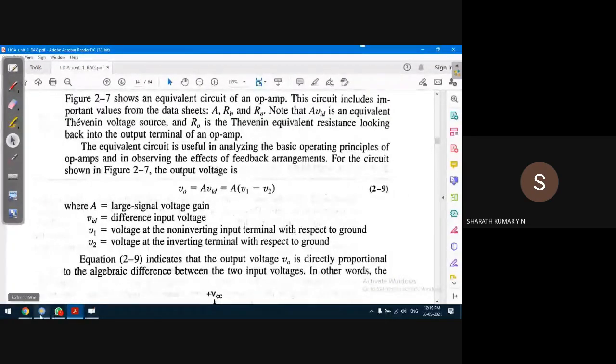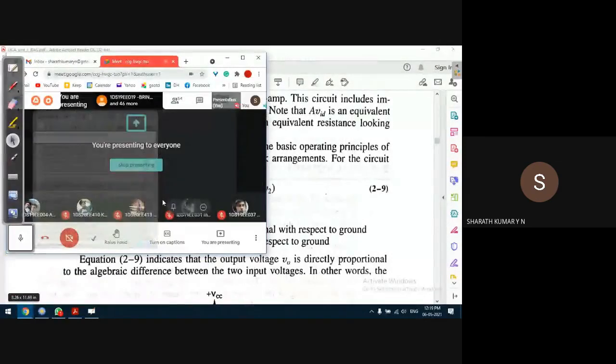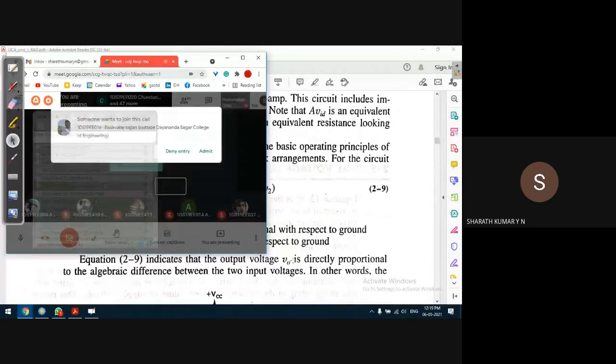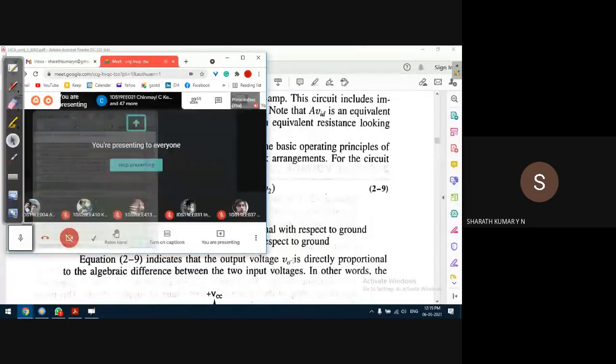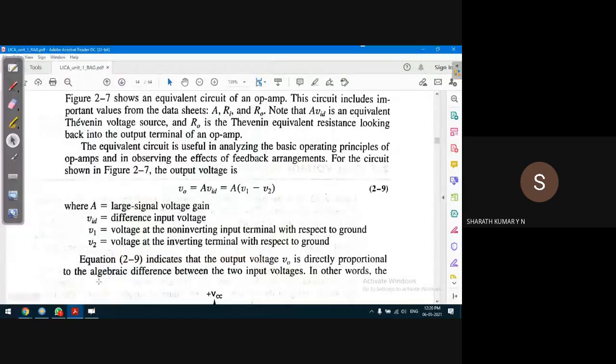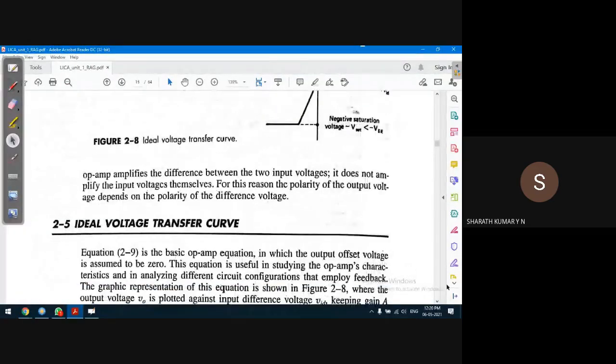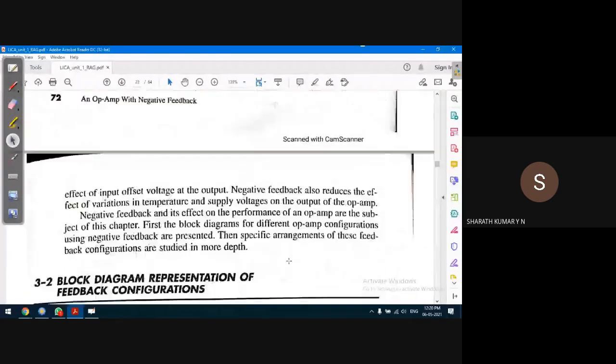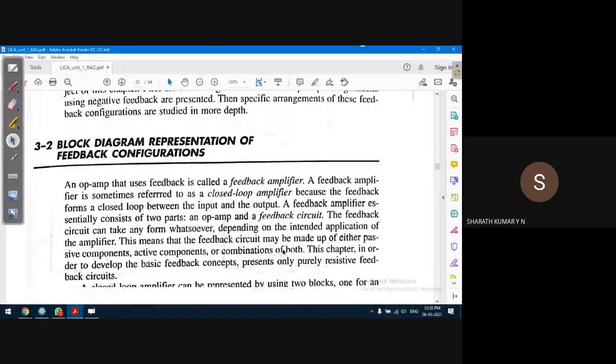So when we go to the actual design of linear or non-linear circuits using op-amp, we have to select an op-amp based on its specific characteristics, something like slew rate, something like CMRR, all that matters. So for design purposes, it is very important to understand the characteristics of an op-amp.